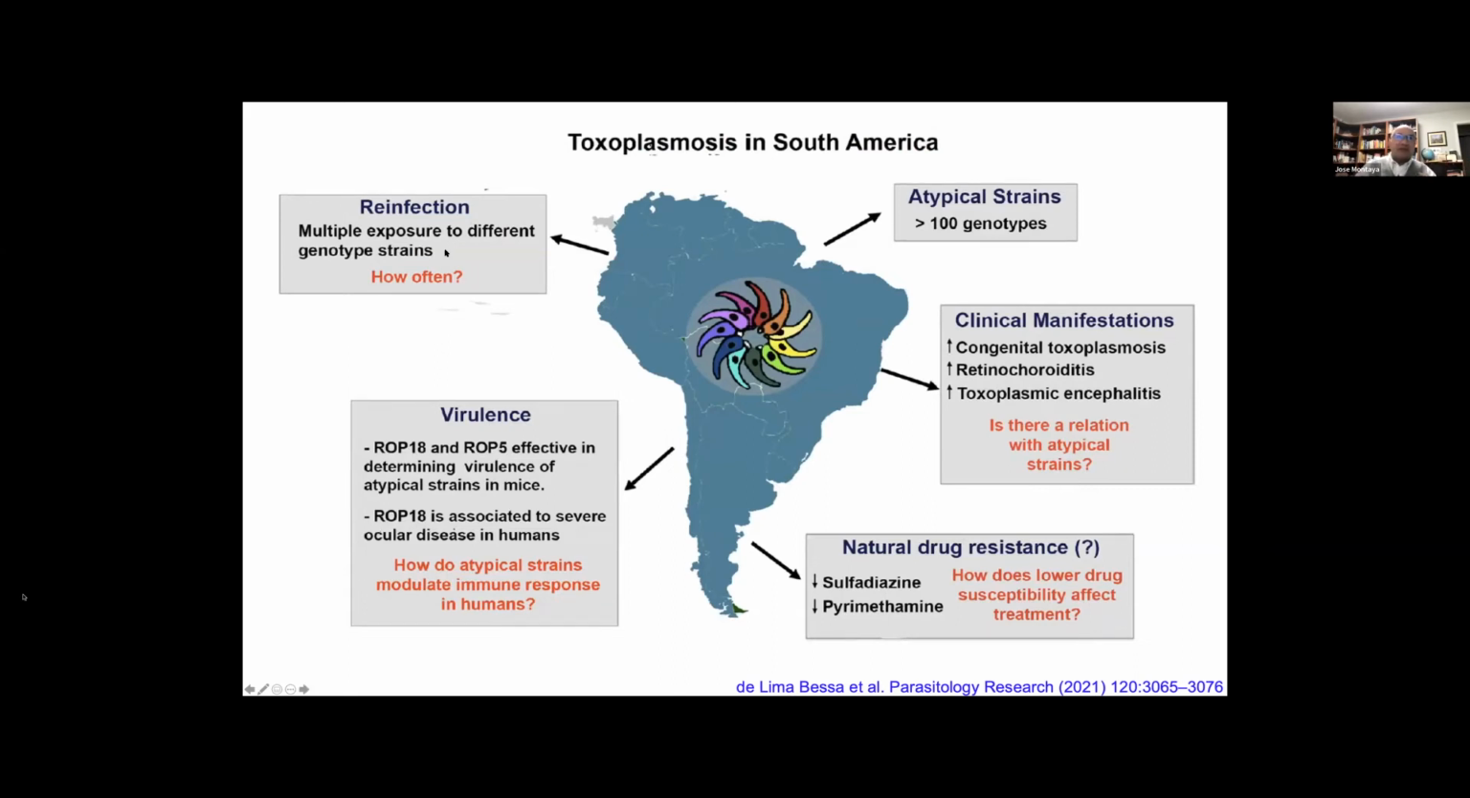Is it because they have more reinfection? Is it because there is more virulence, like the rhoptry protein 18 that has been associated with greater pathogenicity? Is it because more atypical strains are present, and that can lead to more severe presentations and more relapses? Is it because there is more natural drug resistance, like Dr. Jorge Gomez Marin had reported in the dihydropteroate synthase enzyme or in the dihydrofolate reductase enzyme?